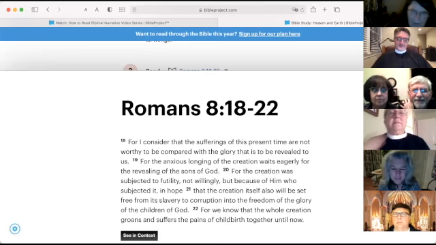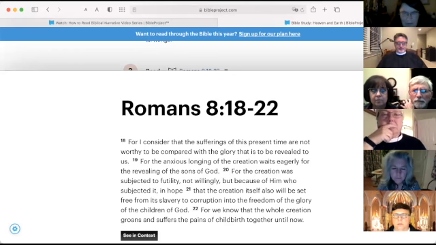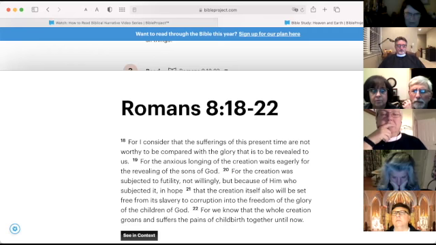For I consider that the sufferings of this present time are not worth comparing with the glory that is to be revealed to us. For the anxious longing of the creation waits eagerly for the revealing of the sons of God. For the creation was subjected to futility, not willingly, but because of him who subjected it in hope, that the creation itself also will be set free from its slavery to corruption into the freedom of the glory of the children of God. For we know that the whole creation groans and suffers the pains of childbirth together until now.